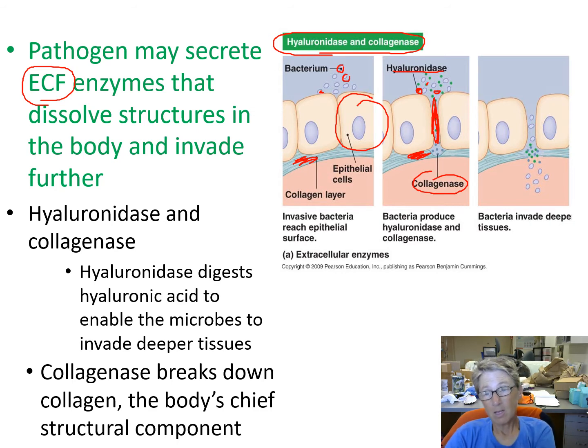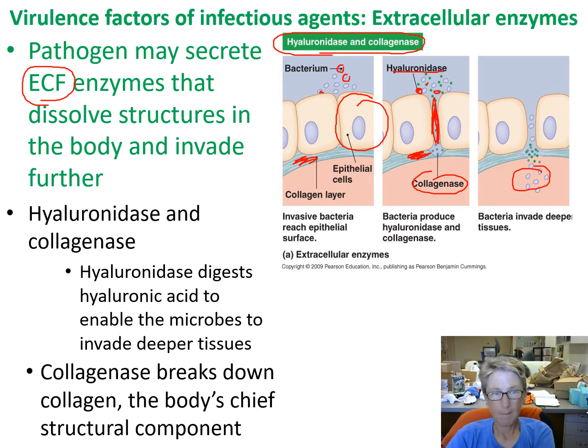Now the bacteria can get into the deep tissue, and guess what's in the deep tissue? Capillaries. And then if the endothelial cells of the capillaries are separated a little bit, maybe in some inflammation, bacteria can get into your bloodstream. That's bad. Bacteremia. Okay. So these are extracellular enzymes. It means the bacteria secrete them. The bacteria secrete extracellular enzymes out here in the extracellular fluid.